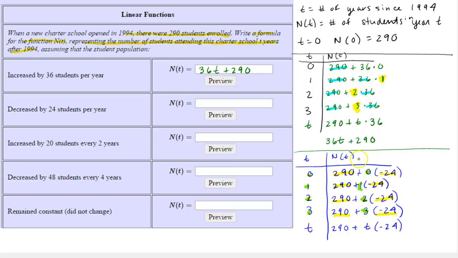Now, like we did up here, I'm going to rearrange this. T times negative 24, we'll write that as negative 24t. And we'll write that first. It's mathematically correct either way, but we like this form better. Negative 24t plus 290.